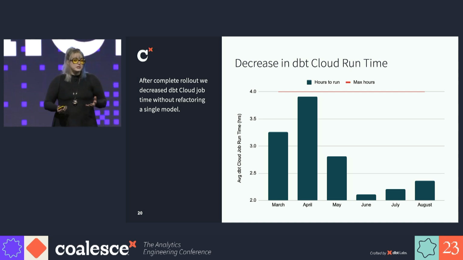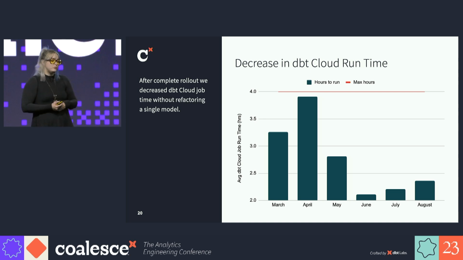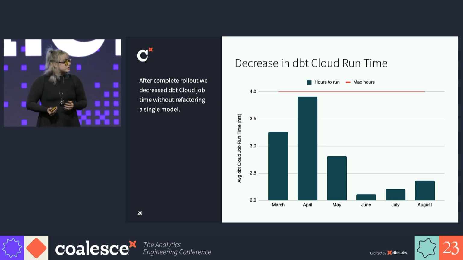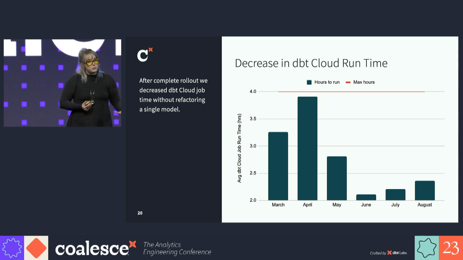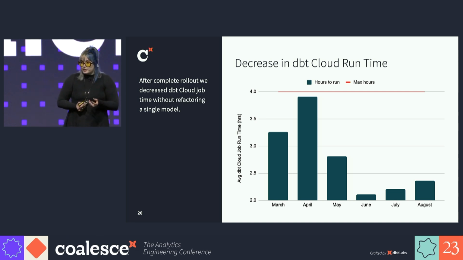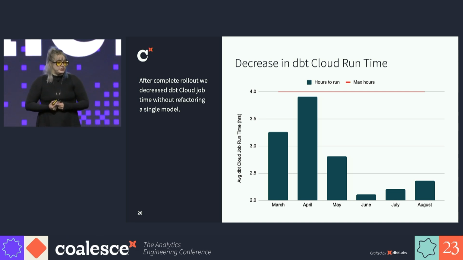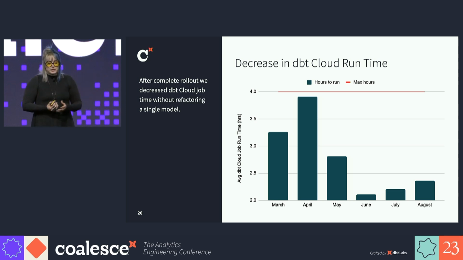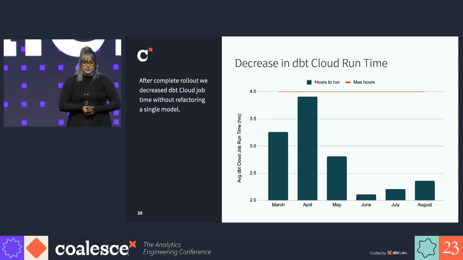Cumulatively, we decreased our average DBT Cloud runtime by 45%, thanks to increasing the compute resources we were using, as well as changing the materialization strategy to a more appropriate one for certain models. You can see the results on this graph. In April, we were very close to that 4-hour threshold that we defined as unacceptable. In May, we rolled this out to our 5 largest models and saw pretty exciting results. And in June, we rolled this out to 26 models total and fully realized the results of this initial project.